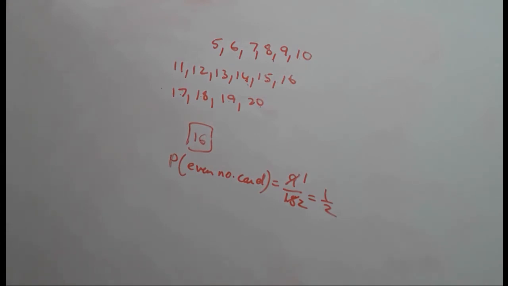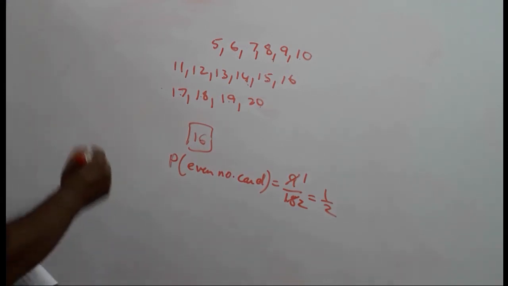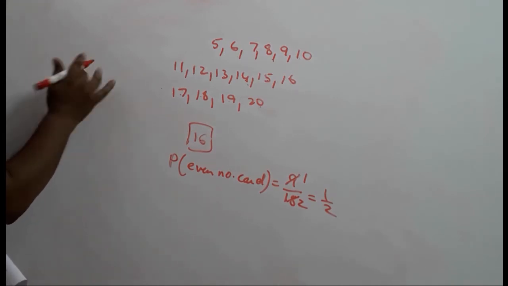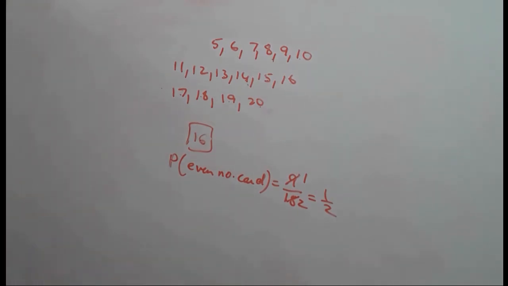Now these 16 cards are present in a box. Then we are told a card is drawn from the box at random. Find the probability of getting a number which is a perfect square. Which are the perfect squares? We have perfect squares of 2, 3, 4. Perfect squares means 2 into 2, 3 into 3, 4 into 4. These are called perfect squares.